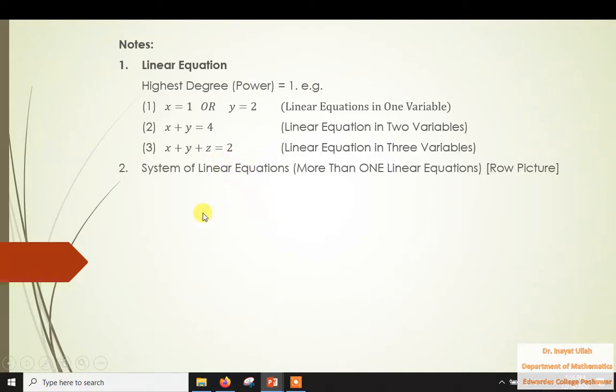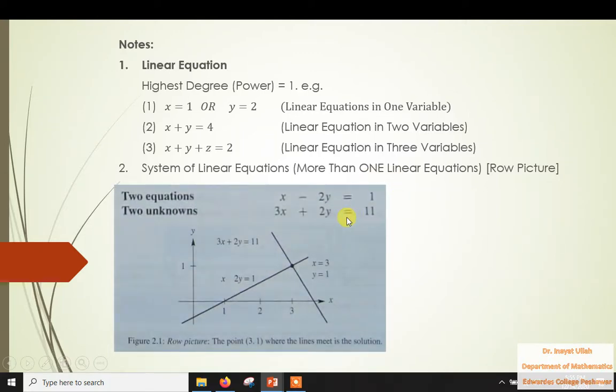Secondly, we are talking about the system of linear equations. System means if more than one linear equation is given to you, we say that this is a system of linear equations. For example, just look at these two equations. x minus 2y is equal to 1, that is the first linear equation, and 3x plus 2y is equal to 11, that is the second linear equation.